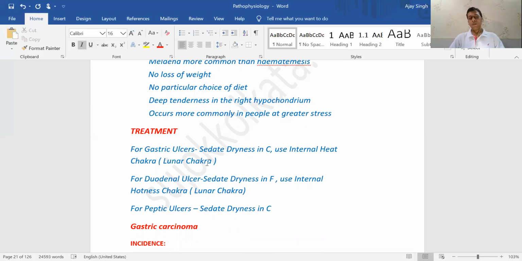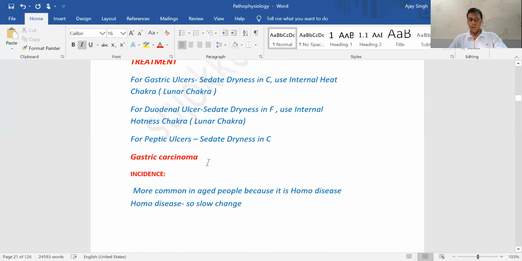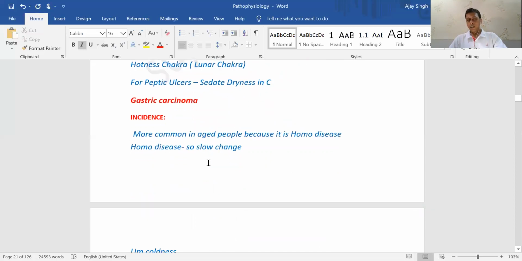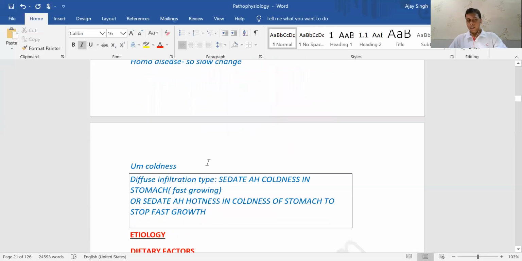So in that case we have to sedate dryness in the stomach also, if the person is having an ulcer in both parts. Okay, and gastric carcinoma is the cancer. So again, the cancer you will find in the last part, the pyloric part, and it is the womb coldness.